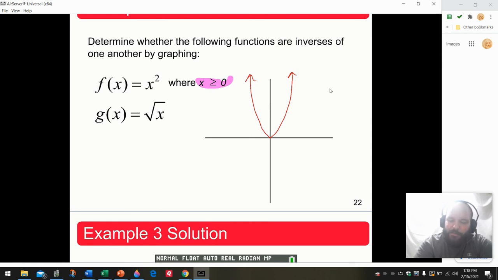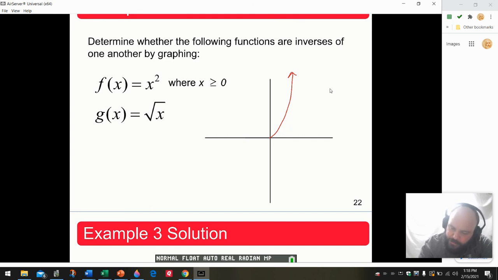So this comes back to when we learned about piecewise defined functions. Basically, what they're saying is they don't want that side of the graph. They only want the side of the graph that is greater than or equal to 0. Now, by eliminating that left-hand side, we now have a function that passes the horizontal line test and therefore can be inverted. Now, the square root of x, that's another one.